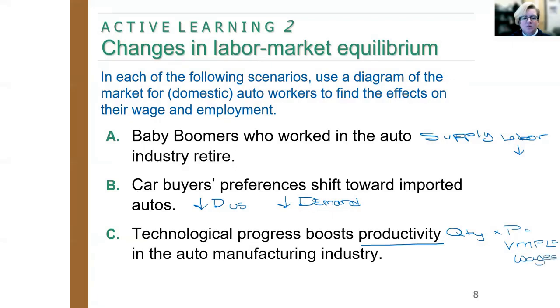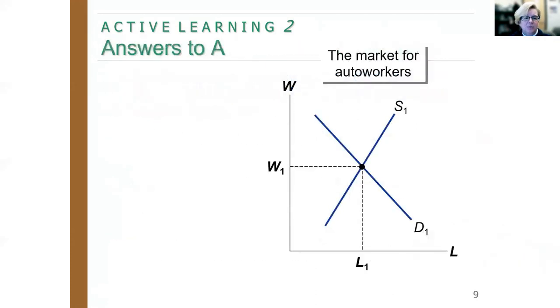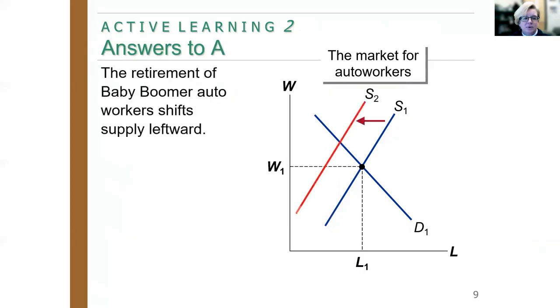So when we think about this one, if productivity goes up, then that must mean the value of the marginal product would go up, which likewise means wages would go up. So let's take a look at each of these graphs. A, baby boomers retire. So here we have the market for baby boomers. As they retire, the supply curve is going to shift inward to the left. What's the effect? Driving the wages upward and the quantity of labor downward because we had a retirement.